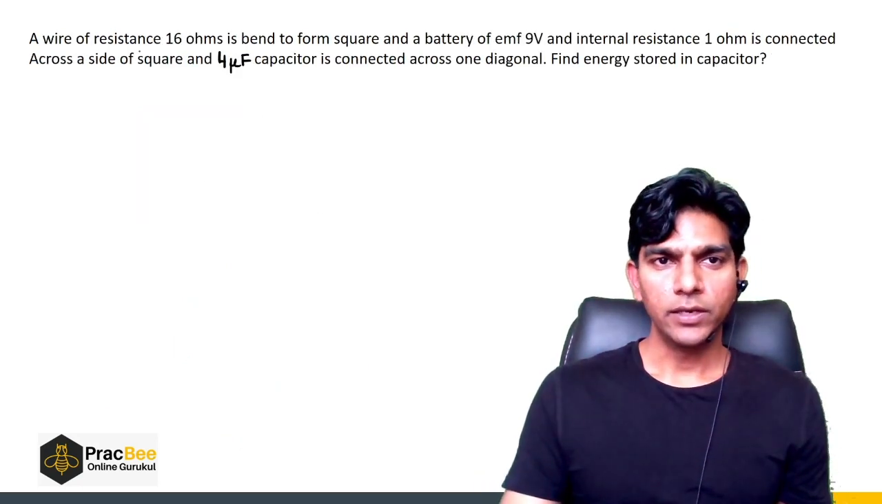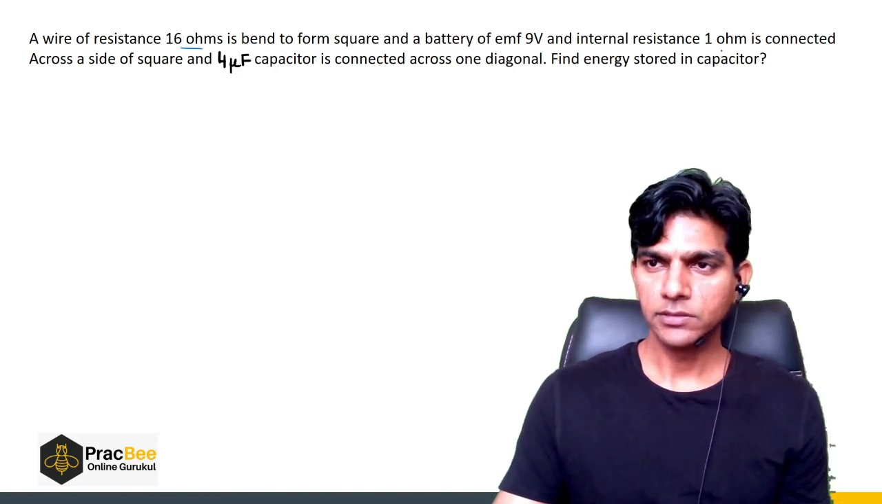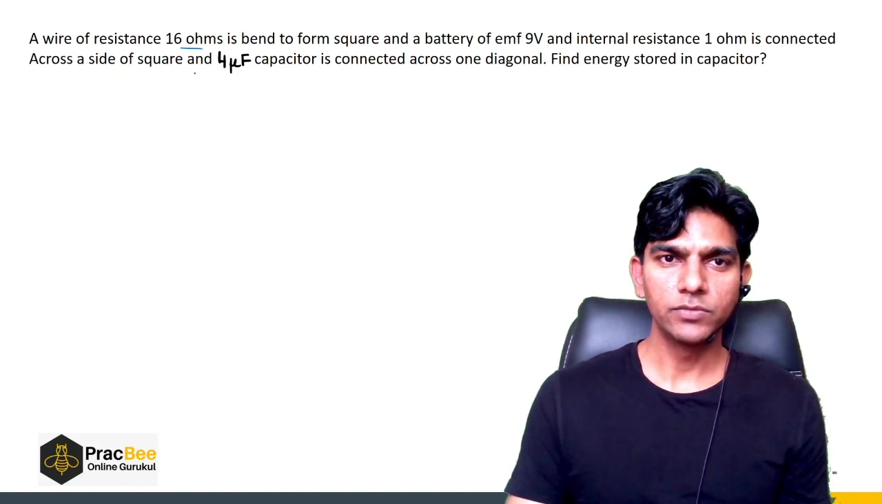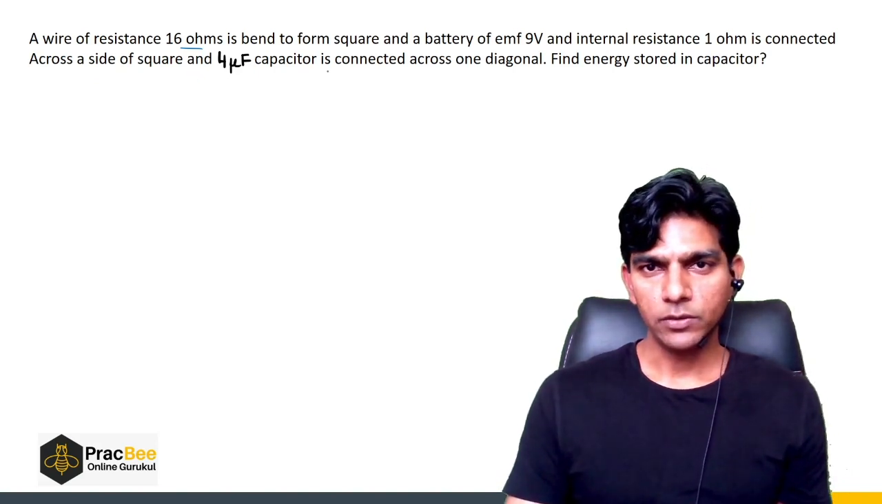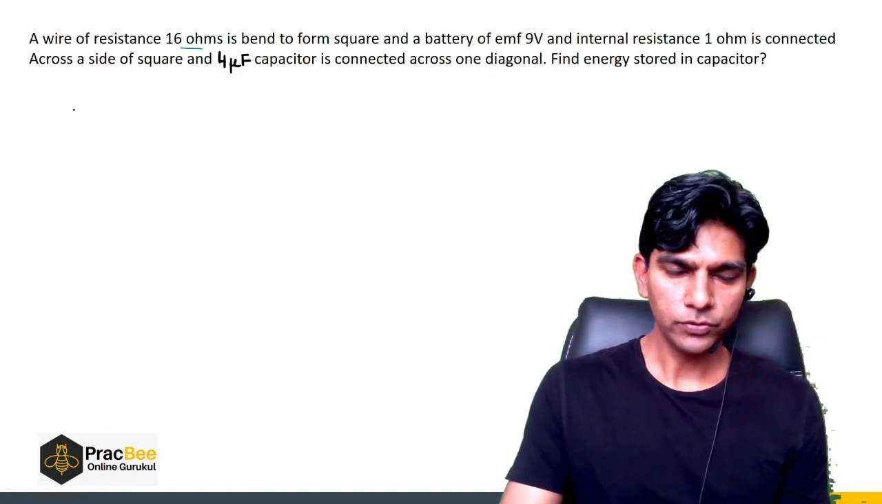Next, a wire of resistance 16 ohms is bent to form a square, and a battery of EMF 9 volt and internal resistance 1 ohm is connected across the side of the square, and a 4 microfarad capacitor is connected across one of the diagonals. Okay, let me show you the diagram.